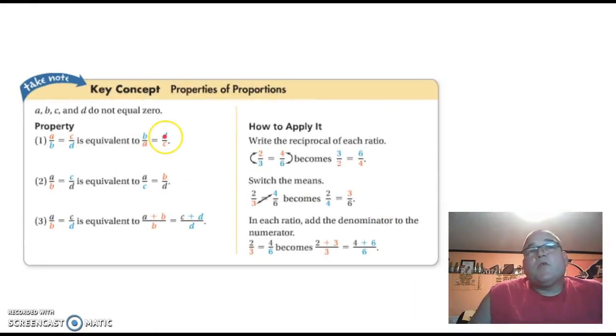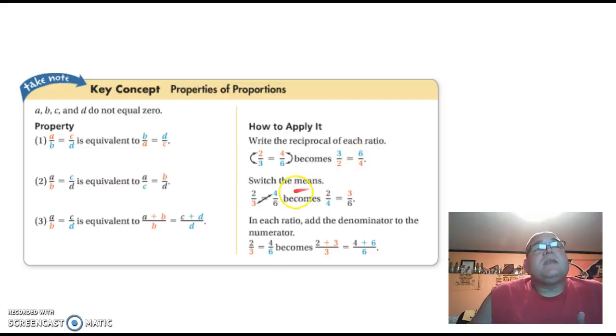Some properties of proportions are going to be helpful for us in this lesson. Number one, the reciprocal property. You can flip the ratios over. 2 to 3 equals 4 to 6. We can simply flip each ratio. That means that 3 to 2 is the same as 6 to 4.